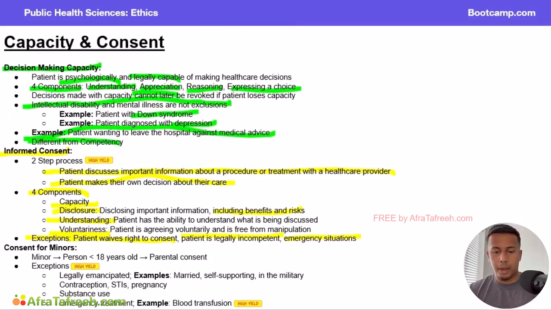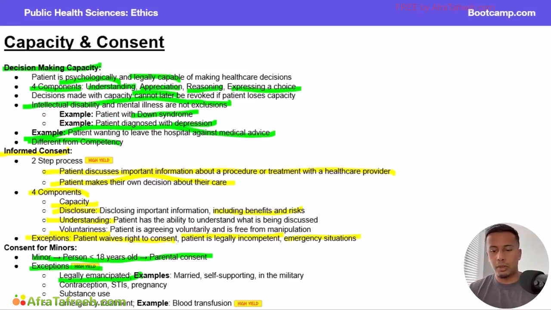For our purposes, a minor is going to be anyone that's under 18 years old. And if they're under 18 years old, then you need to get parental consent. Now, there are some exceptions to this, and this is high yield, so you definitely need to know this. There's 4 exceptions here. The first one is going to be if they're legally emancipated. What does that mean? That is if that person, that minor, is married, or they're self-supporting, or they're in the military.